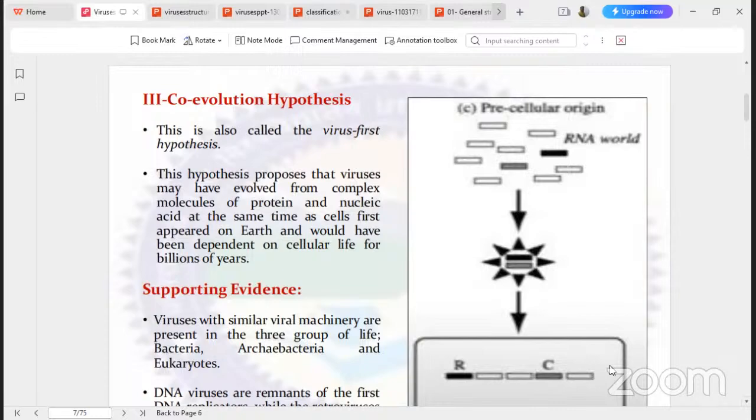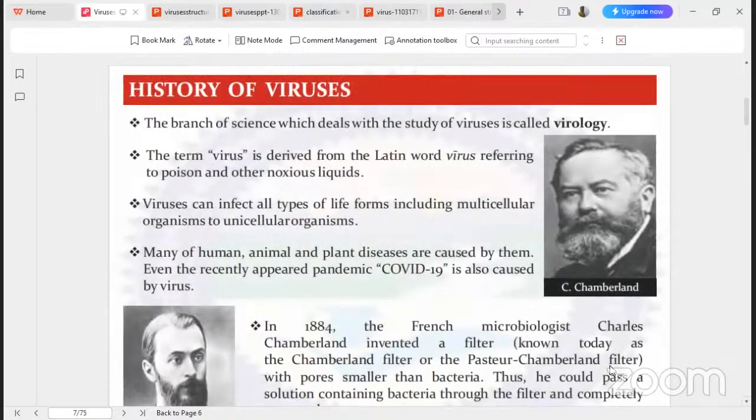The third one is the co-evolution hypothesis. Co-evolution means these evolved along with other bacteria and other cellular organisms. Though they are acellular, they also evolved along with the cellular organelles. You see, archaebacteria and eukaryotes have similar structures and replication mechanisms.